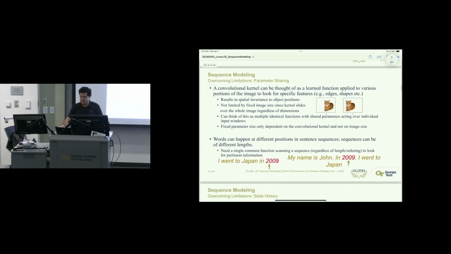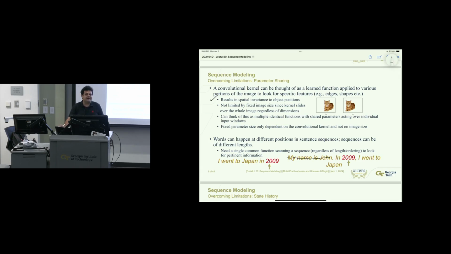So how do we change it? Today we'll talk about two ideas. The first one is similar to CNNs, which is that we're going to be doing some kind of parameter sharing within our neural network. Because think about this sentence here. I went to Japan in 2009. My name is John. In 2009, I went to Japan. Actually, the first sentence and the second one are not adding anything. So just think of the second part. In 2009, I went to Japan.